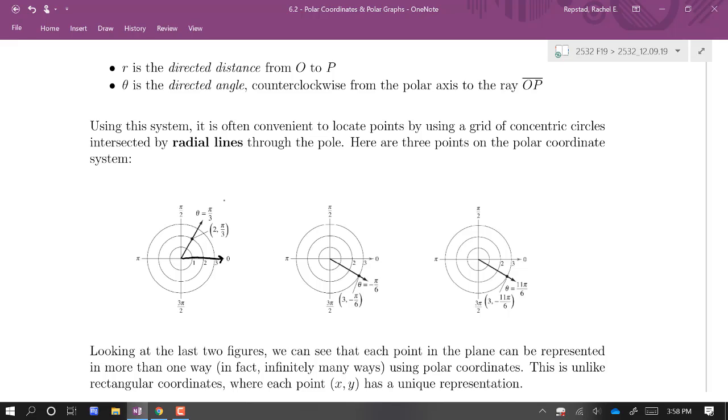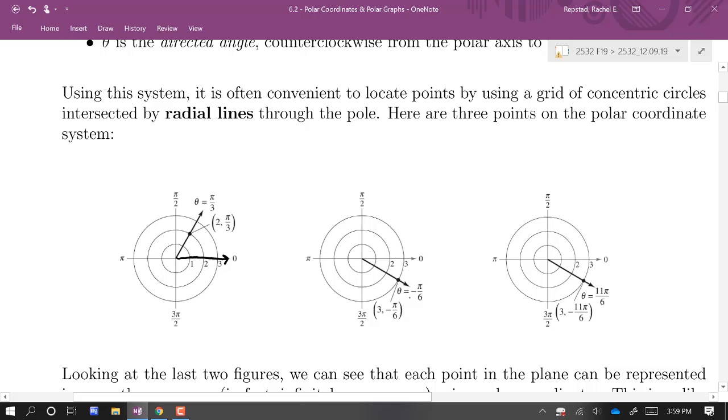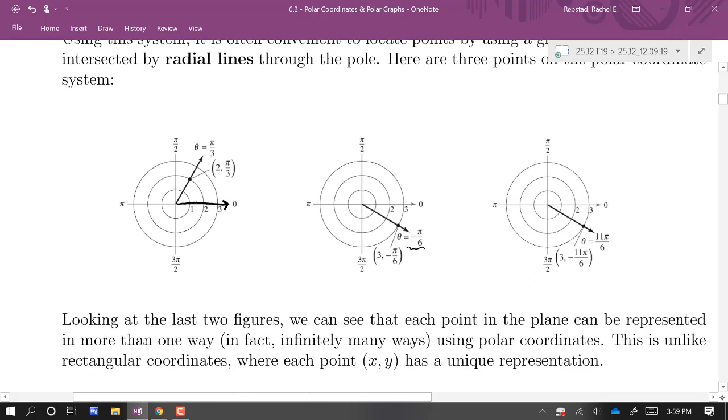If you look at the last two, though, you'll notice that giving the coordinates, giving an r and a theta, does determine a point. But once you pick a point, there can be more than one way to represent it. And that's different than xy coordinates. Given a point, there's only one pair of xy coordinates that will represent it. With polar coordinates, I could represent this point here by giving the angle as negative pi over 6, like going backwards pi over 6 radians, or I could represent it as positive 11 pi over 6, going in the clockwise direction, 11 pi over 6. And those give us the same point.